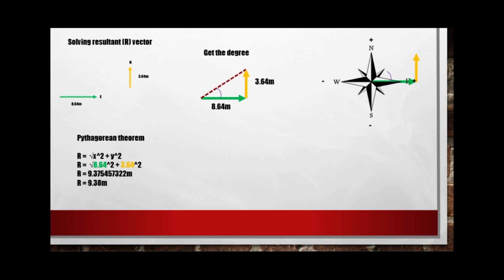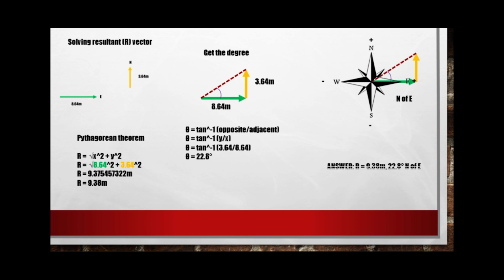For getting the angle, we will use the tangent function. Substitute and we get theta equals 22.8 degrees. Since the angle starts from east towards north, we get north of east. And finally, the answer is R equals 9.38 meters, 22.8 degrees north of east.